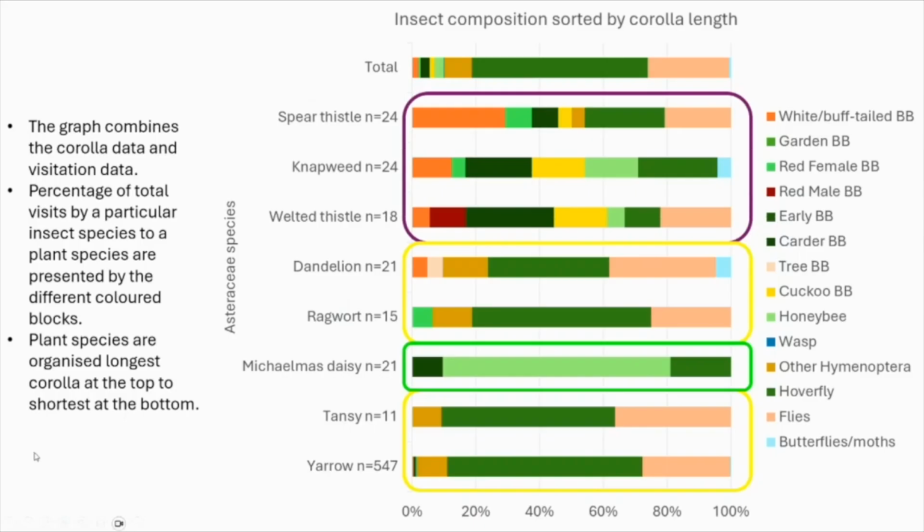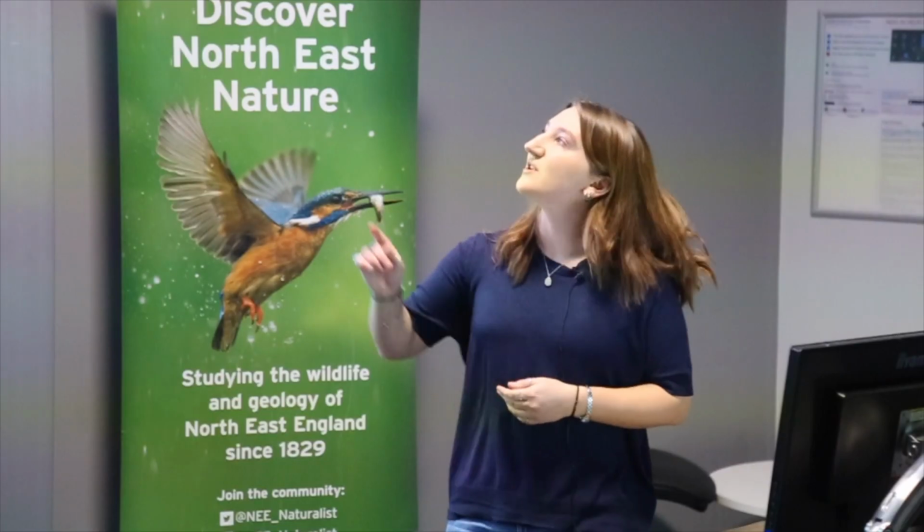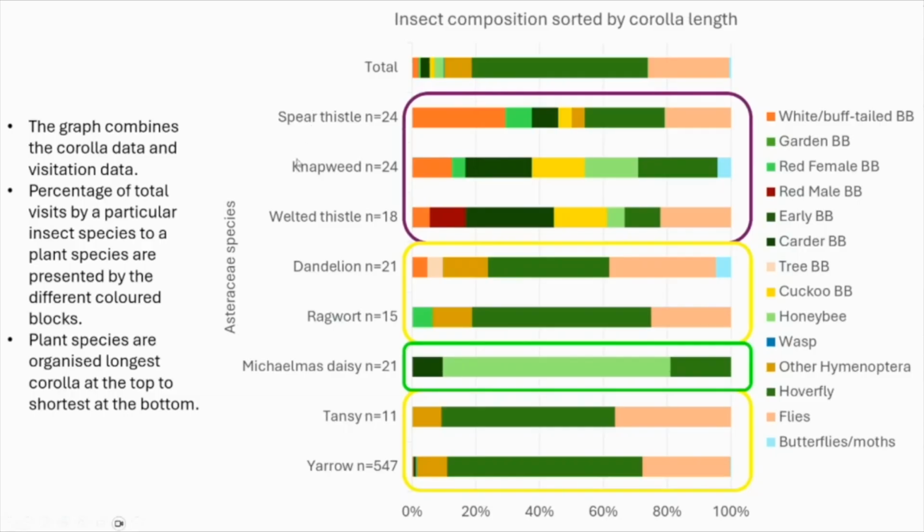Now, this is my favourite graph. I'm very proud of it. So this summarises the visitation data that we got, and I've ordered it. So the top with your spear thistle, this is your longest corolla, and you get shorter and shorter, dandelion, ragwort, Michaelmas, and yarrow's your shortest corollas. And you can see with the purple, you can see kind of 3 main groups if you're looking at what makes up them, because you've got mostly bumblebees visiting the top 3, which are your thistles.